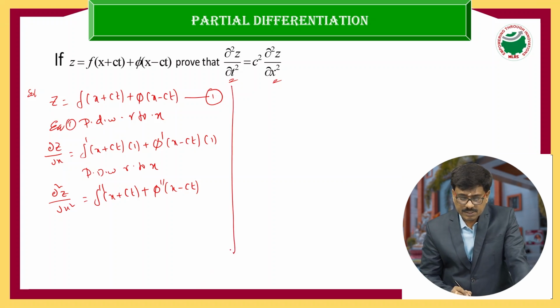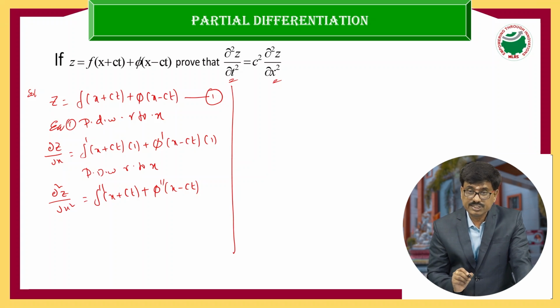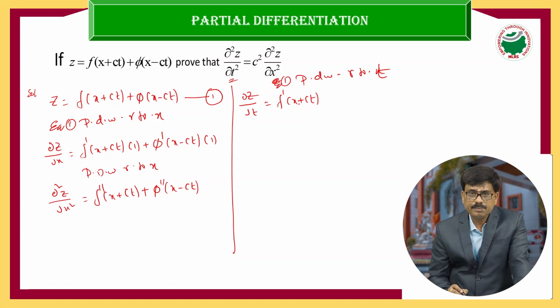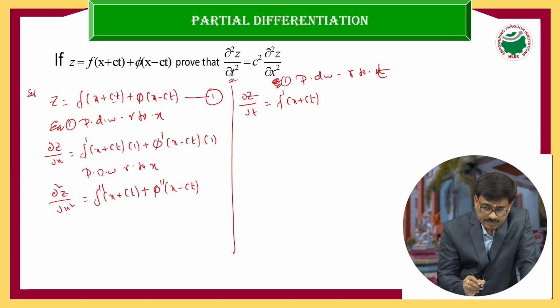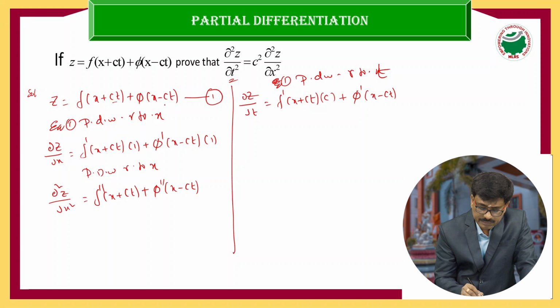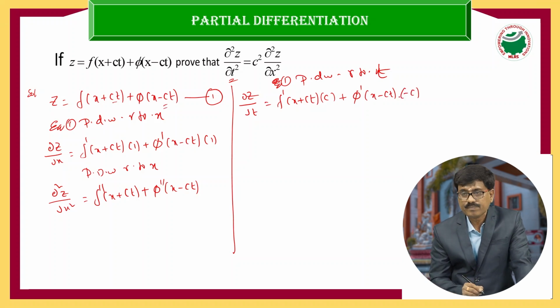Similarly, the equation 1, we need to calculate the partial derivative with respect to t time. Therefore, dou z by dou t, equation 1, partial derivative with respect to t. What happens? Dou z by dou t. Therefore, f dash of x plus ct. See here, when we make the derivative with respect to t, what will be? T becomes 1. There is a constant occurring, it will be the c. Therefore, plus phi derivative is phi dash of x minus ct. Inner derivative of this function is minus c.